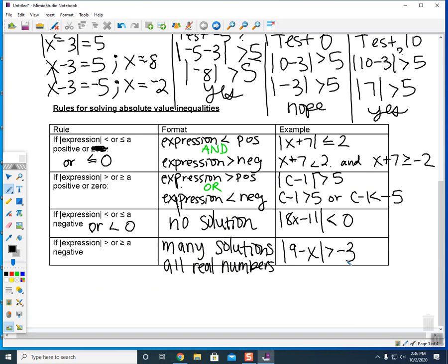My absolute value, regardless of any number that I put in there, is always going to be greater than negative 3, right? Because it's always going to either be 0 or a positive number, depending on what I put in there. If I put in 9 minus 9 is 0, the absolute value of 0 is just 0. 0 is greater than negative 3. I could put in 10. 9 minus 10 is negative 1. The absolute value of negative 1 is a positive 1. 1 is greater than negative 3. Anything that I put in there is going to be greater than a negative number all the time. So that one is many solutions.